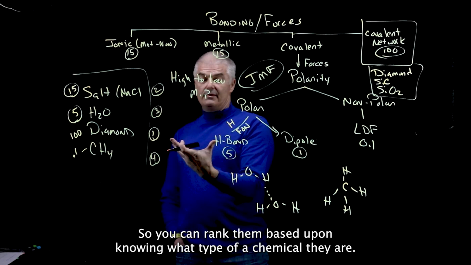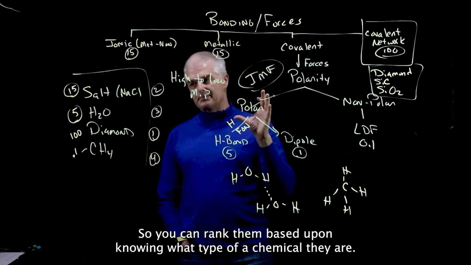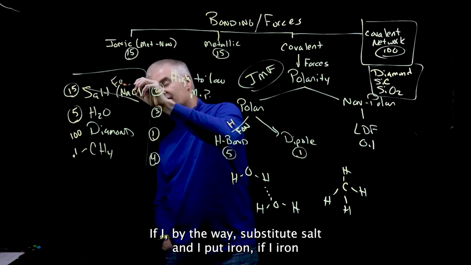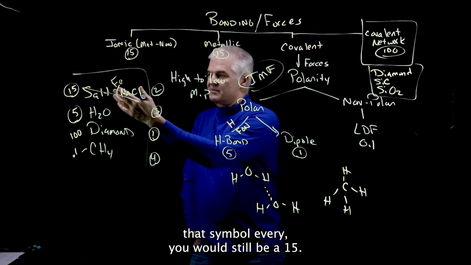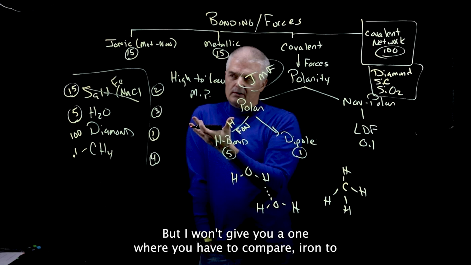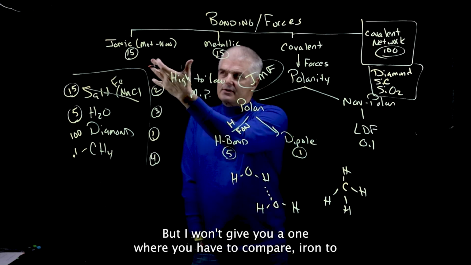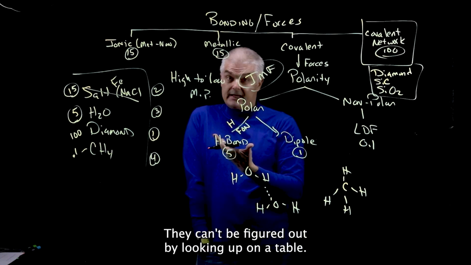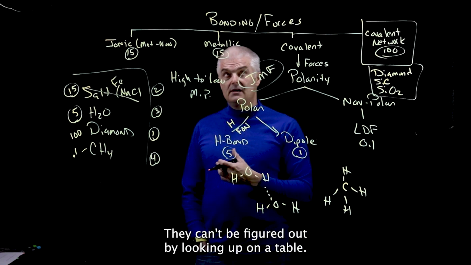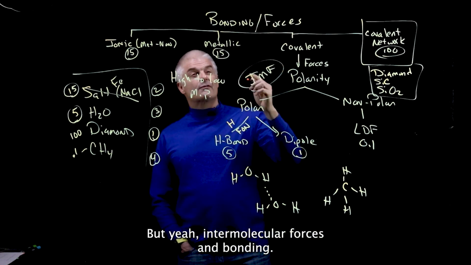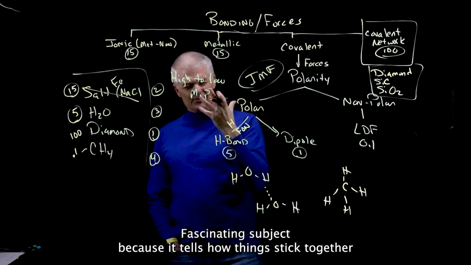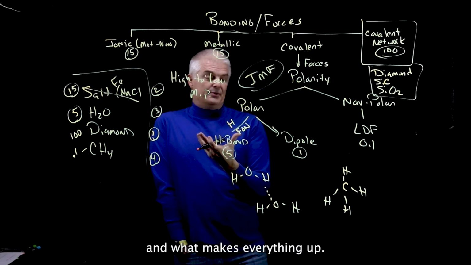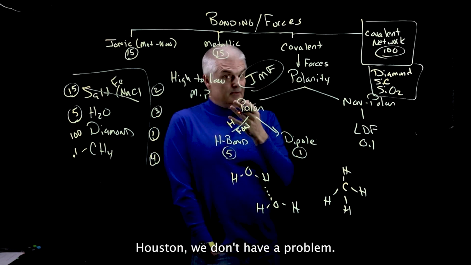So you can rank them based upon knowing what type of chemical they are. If I substitute salt and put iron, the symbol Fe, you would still have a 15. I won't give you one where you have to compare iron to salt because it's hard to tell by just looking at them. They can be figured out by looking on a table. But yeah, intermolecular forces and bonding, a fascinating subject because it tells how things stick together and what makes everything up. Houston, we don't have a problem. We'll see you in class.